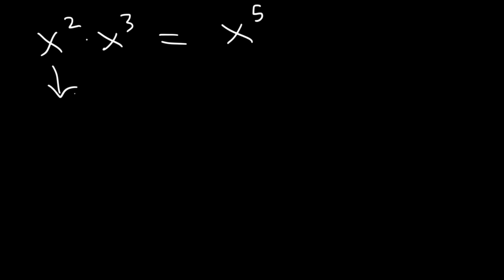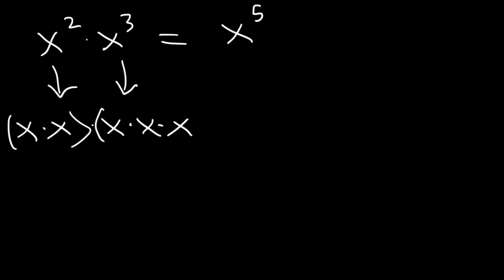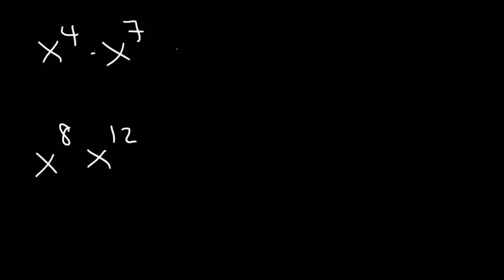You could see it this way. x squared is x times x. x cubed is x times x times x. So notice that we're multiplying 5 x variables together. So it's x to the 5th. So try these. x to the 4th times x to the 7th, and x to the 8th times x to the 12th. Go ahead and try those 2 problems.